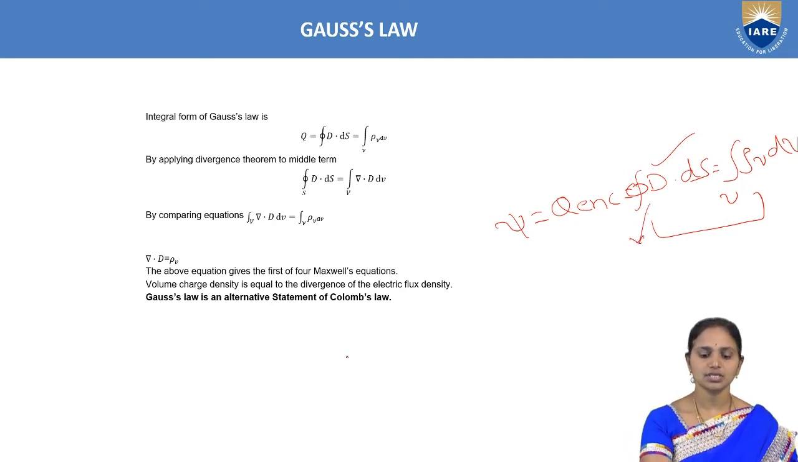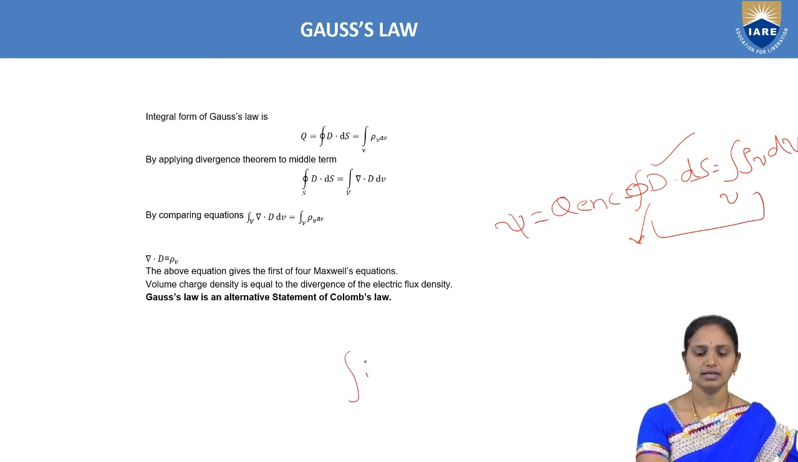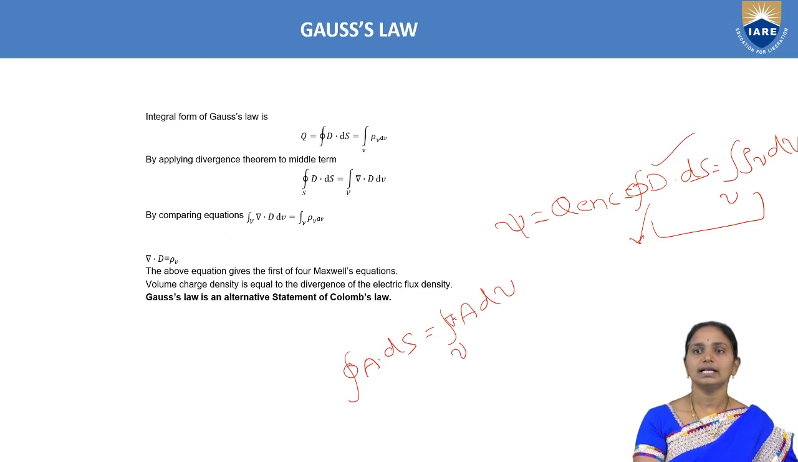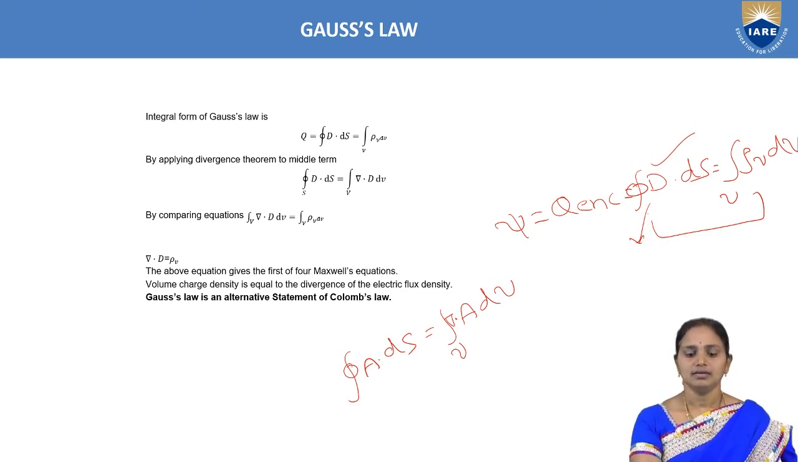What the divergence theorem says is, if we have a vector A over the closed surface ds, closed integral A dot ds equals volume integral del dot A dv over the volume. This is the statement of the divergence theorem. The divergence theorem can relate surface and volume integrals. Here I am taking an example of a vector A: integral A dot ds equals integral del dot A dv.